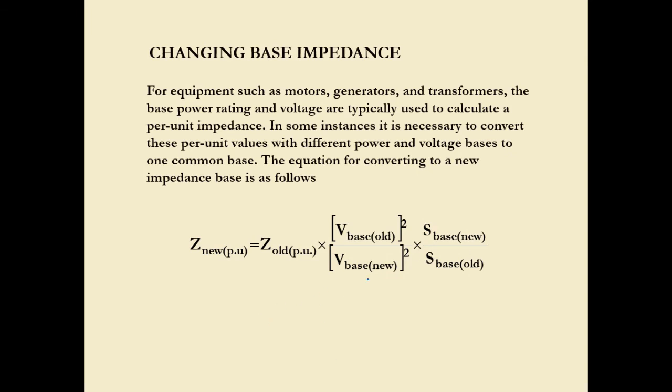So equipment such as motors, generators, and transformers, the base power rating and voltage are typically used to calculate a per unit impedance. So we use the power rating, the manufacturer rating, I mean power rating and voltage rating, which can be manipulated in order to come out with the PU impedance. But in some instances, it is necessary to convert these PU values with different power and voltage bases to one common base. So the equation for converting a new impedance base is as follows.